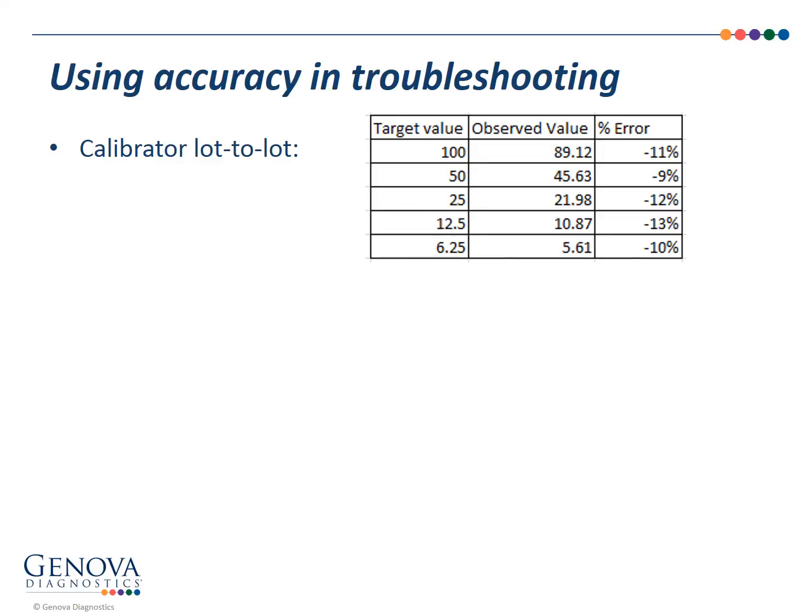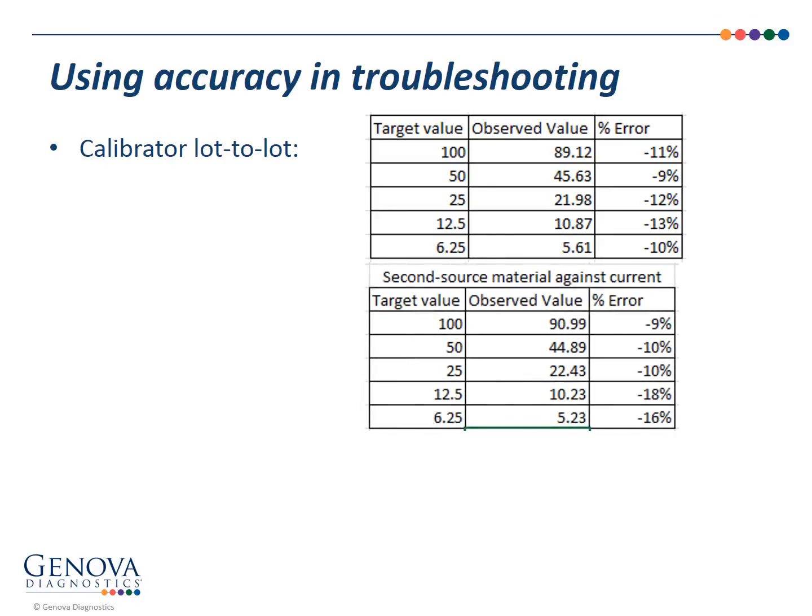So this is where that second source material comes in handy. We're not sure which one's right, so let's run the second source material. So here's our second source material against our current calibrator. You can see we're still seeing that negative 10, 11, 12% error. So that's consistent with what we saw above.